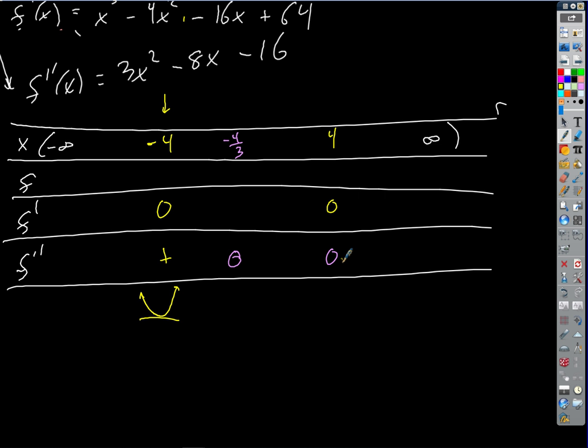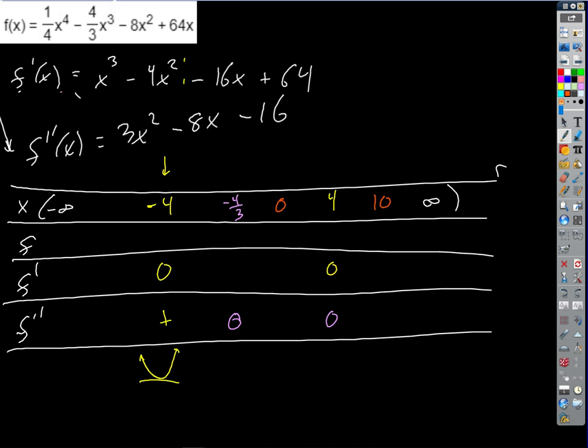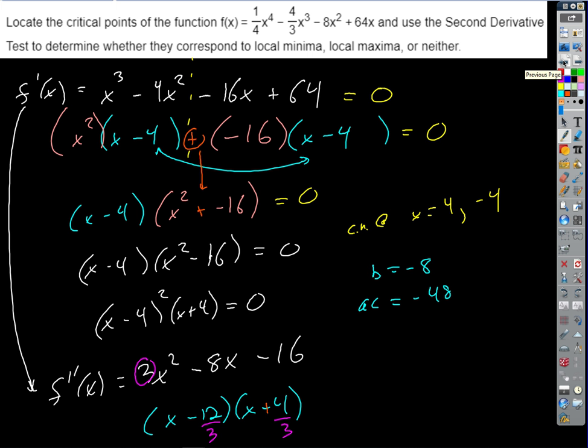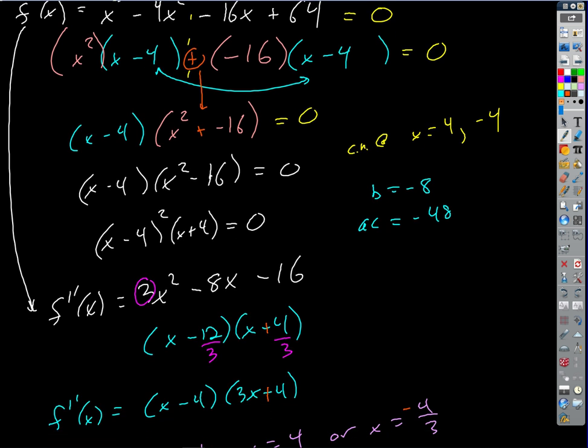So what do we do? If we're looking for extrema, we could just test points around 4 and revert back to the first derivative test, right? So we could pick, for example, test values of like 0 and 10 or something, right? And let's go back to the first derivative, and I believe we have the first derivative factored, don't we? Yeah. There's our first derivative.